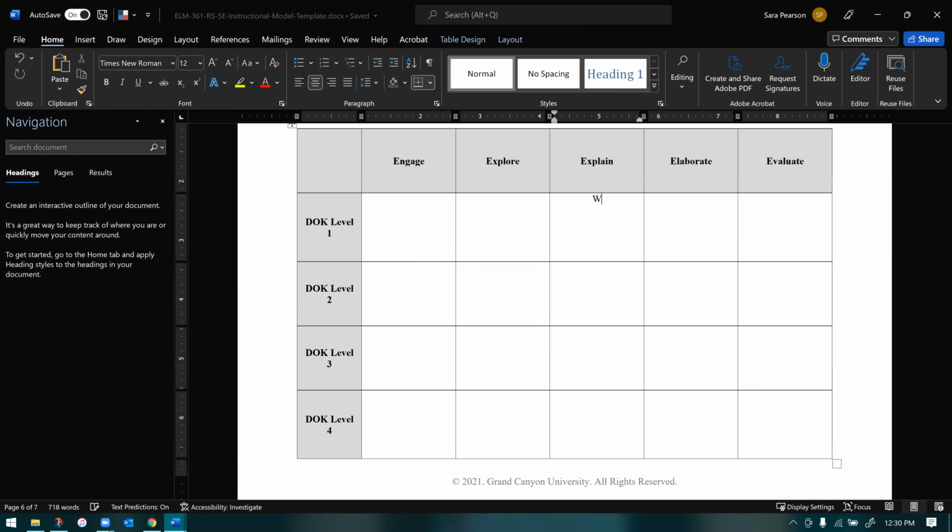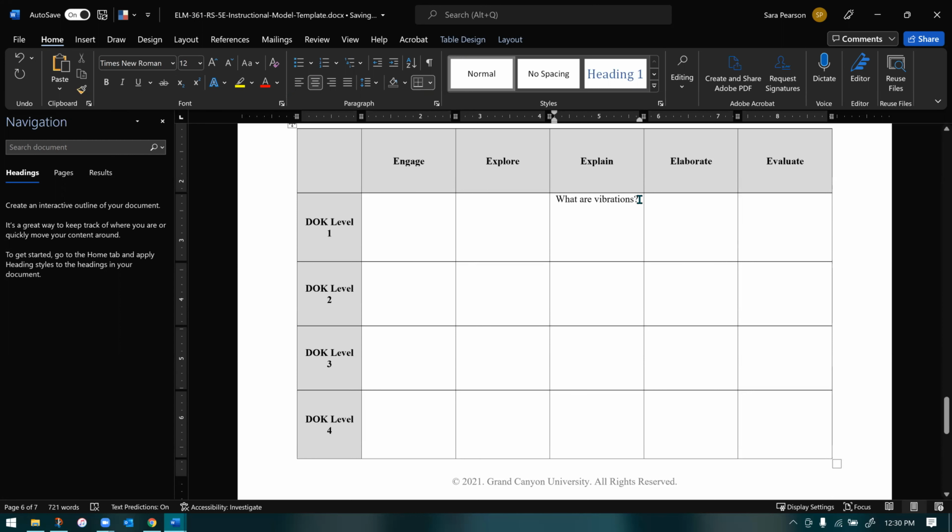But that would be a good time in the explain phase. What are vibrations? Because in the explain phase, this is where your teaching happens. So I put a question, I might define what vibrations are in my explain phase.